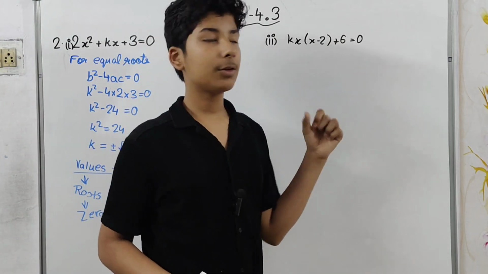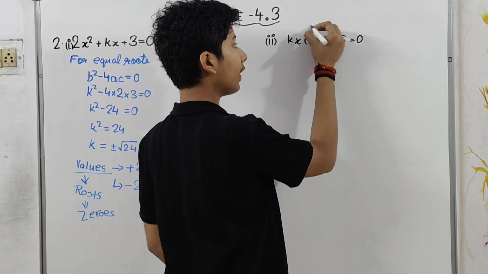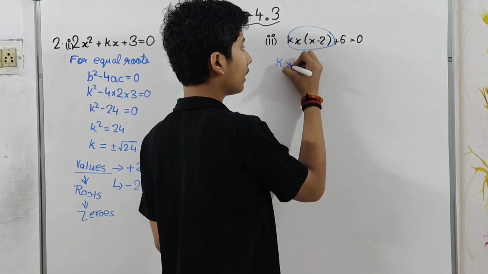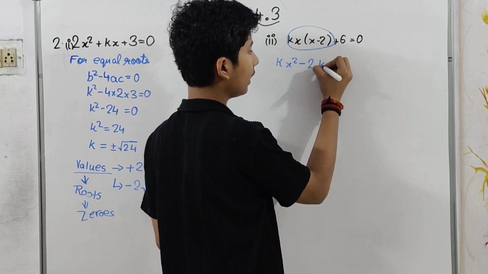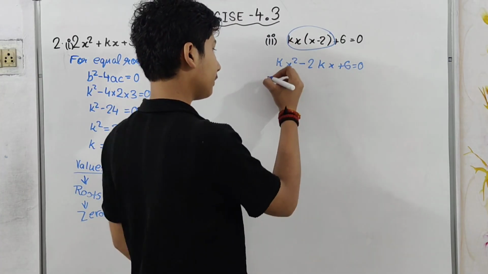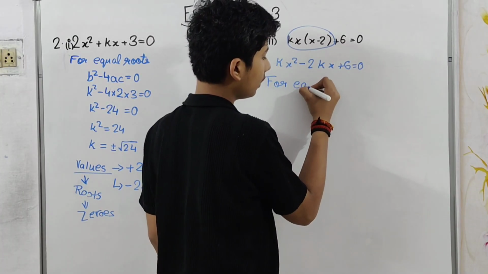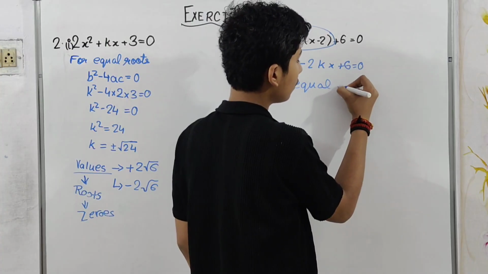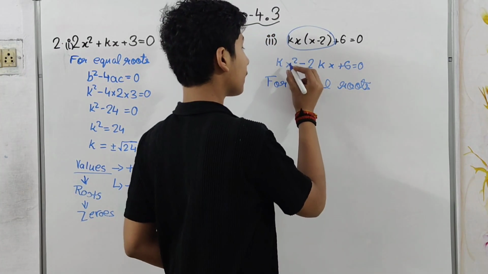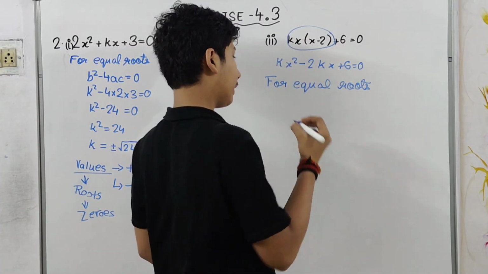Okay, now coming to this question, here we have to do the same thing, but firstly we'll simplify this part. Okay, so kx square minus 2kx plus 6 equal to 0. Again doing the same thing for equal roots. For equal roots, what we have to do? We have to firstly write the value of d as 0.